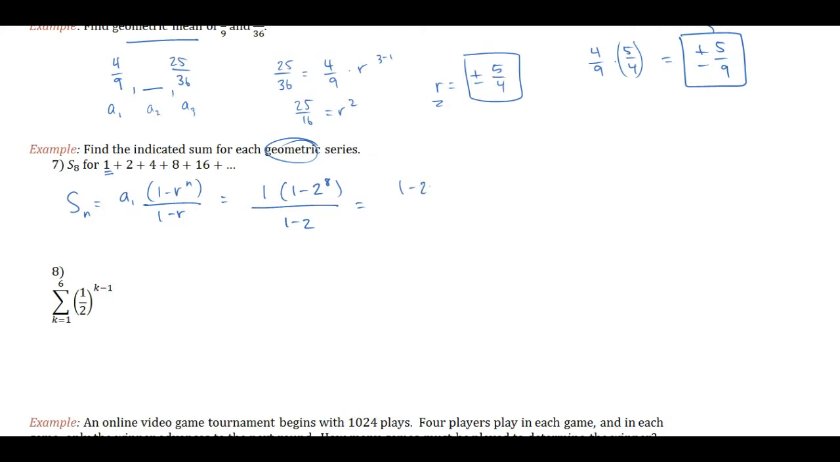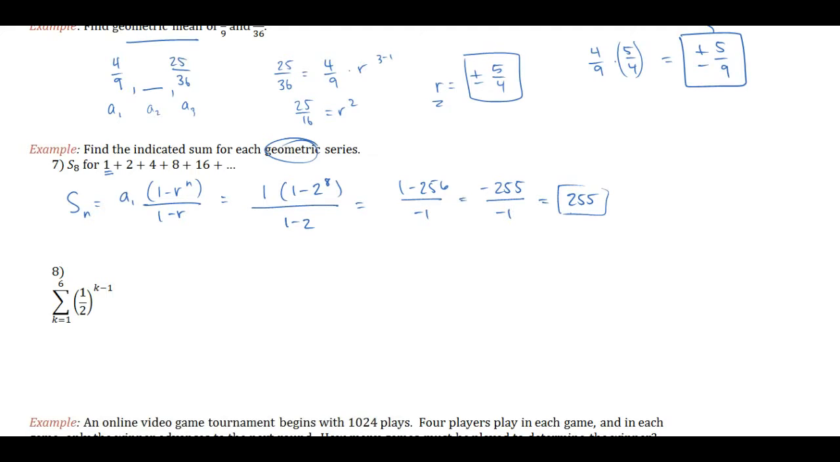So 1 minus 256 all over negative 1. So that's negative 255 all over negative 1, which is 255. So if you add up this list, you get 255. All right, look at number 8.